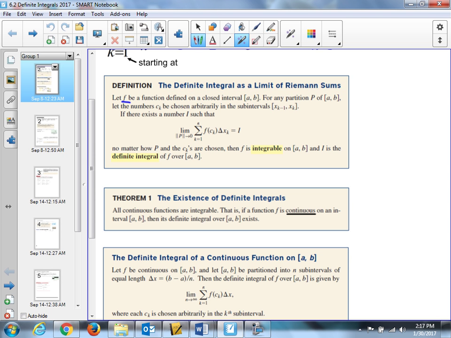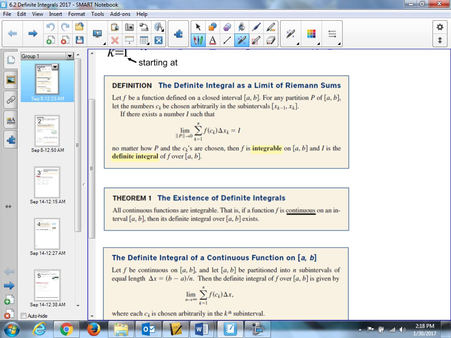It has to be closed, so it's from 2 to 7 or something like that. For any partition p, we'll call this, so any small little portion of a to b, from 2 to 7, we'll say, let the number ck be chosen arbitrarily. Meaning it doesn't matter, just as long as it's between 2 and 7. In this subinterval, xk minus 1 to xk. Oh my gosh, it's getting super abstract. X value, from the starting x value to the ending x value. In that sub-small interval, smaller than 2 to 7.